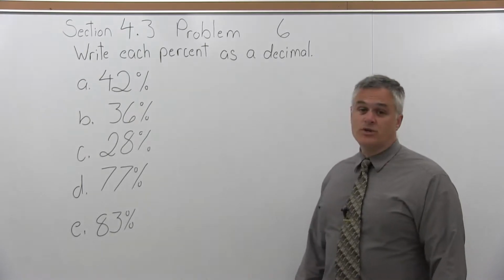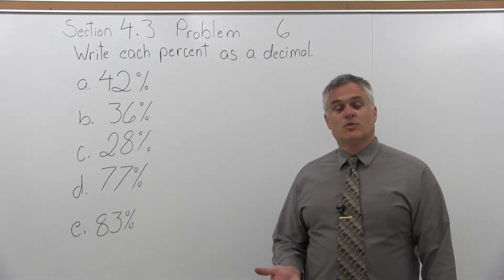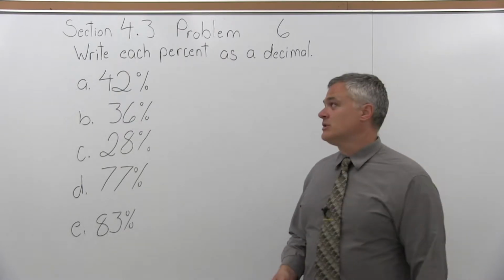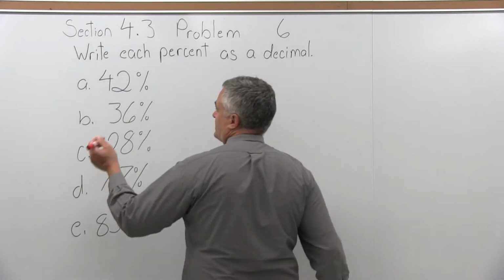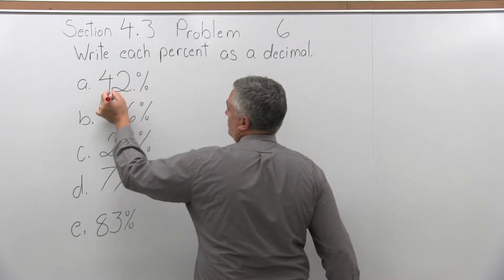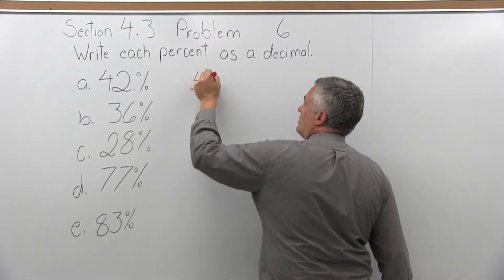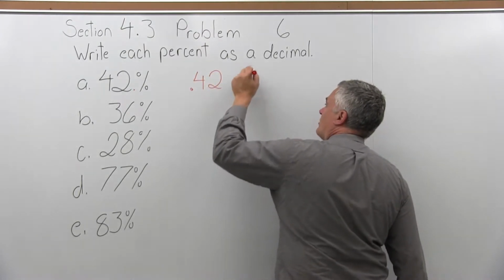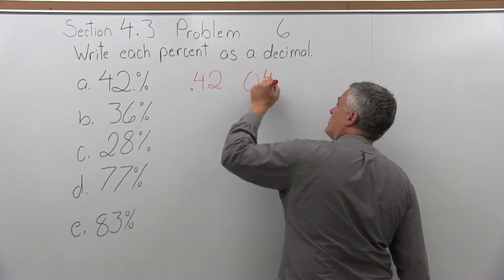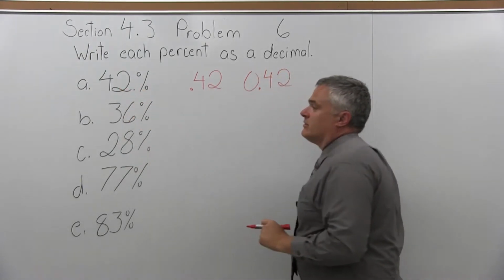So the first one, 42%, what you want to do to convert a percent to a decimal is take the decimal point where it's written and move it 2 positions to the left. So for 42%, there's no decimal point written, but you can assume it's at the end. And if you go 2 places to the left, it becomes 0.42. It's the same. So 0.42 and 42% are equivalent.